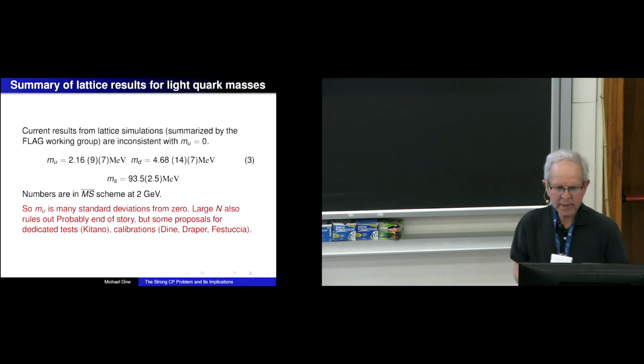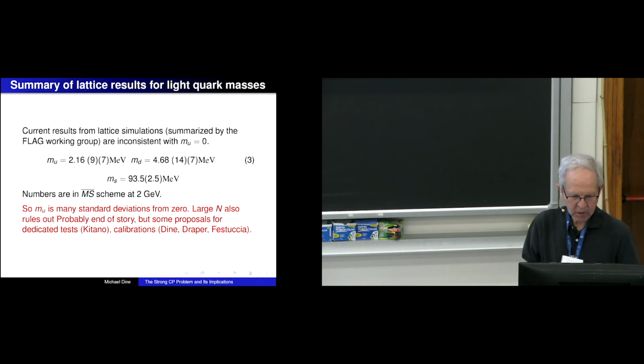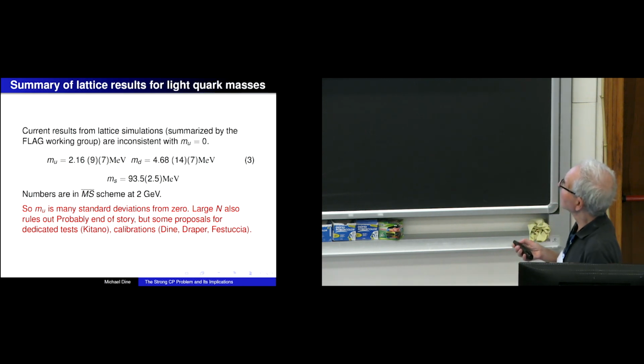So let me just summarize the lattice results for light quark masses. Mu, according to the FLAG summary of lattice gauge results, is 2.16 plus or minus 9 plus or minus 7 MeV. MD is 4.68 with some error bars, and MS is 93.5. These numbers are quoted in the MS-bar scheme at about a scale of 2 GeV. So mu is many standard deviations from 0. And as I said, large N also rules this out.